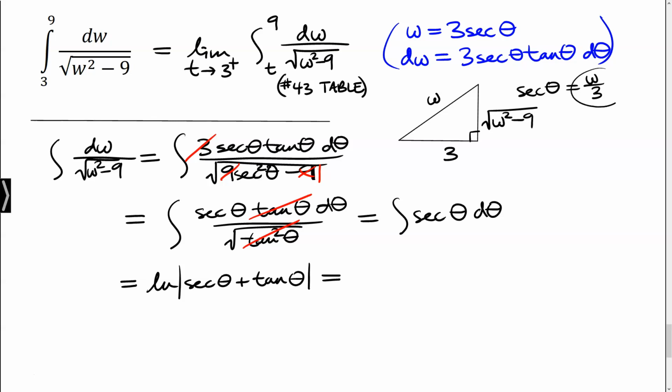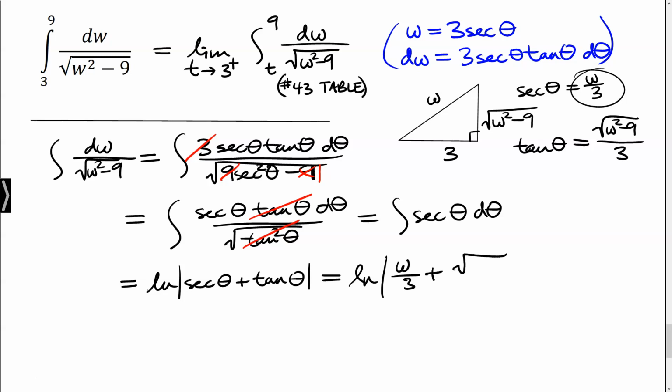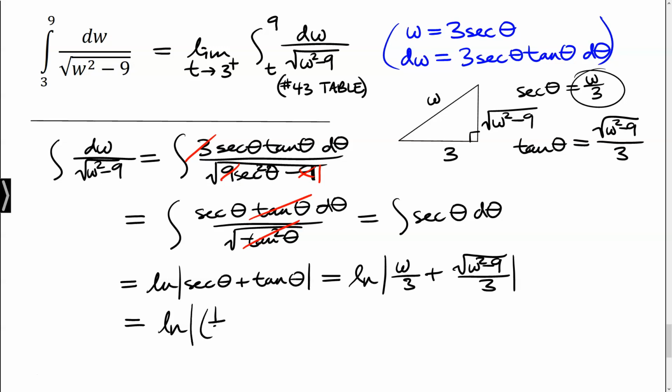Now, secant we have here is w over 3. Well, what's the tangent? Well, this is what the triangle is for. The tangent is root w squared minus 9 over 3. So we get natural log of w over 3 plus square root w squared minus 9 over 3. Notice that I can rewrite this as the natural log of 1/3 times w plus square root w squared minus 9.